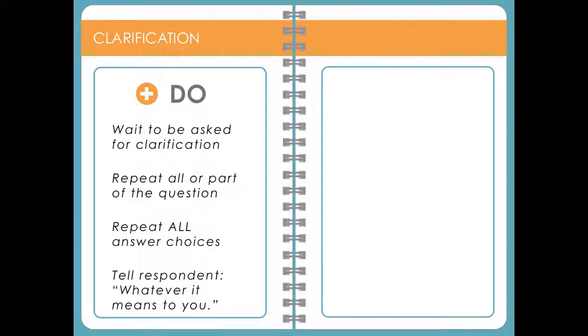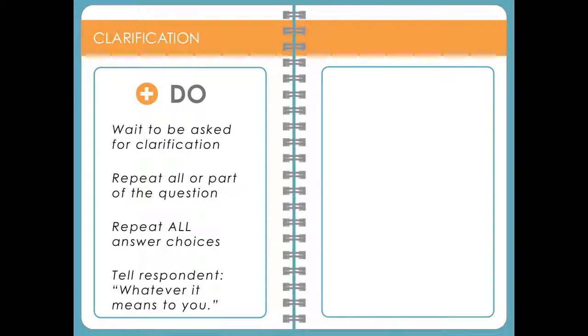So what to do if you need to clarify a question for a respondent? The first thing to do is wait to be asked for clarification. Wait until the respondent says, "What do you mean?" or "I don't understand," and you know that they need your help. Then you have a few options.